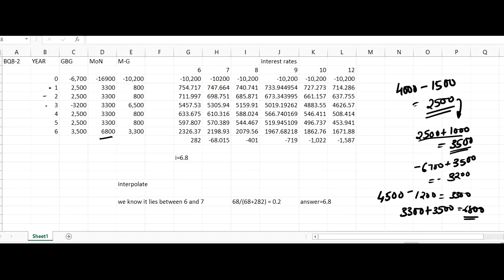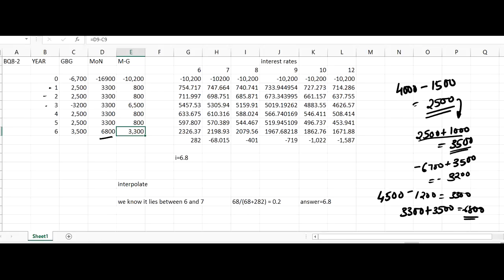Now the column E gives the difference of both the cases, that is MON case minus GBG. You can directly substitute the values and do an Excel calculation. You can see I have shown it here as D3 minus C3, which gives you this. So altogether you have to calculate up to the 6 years.